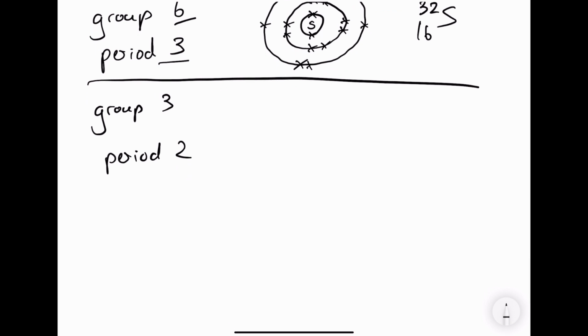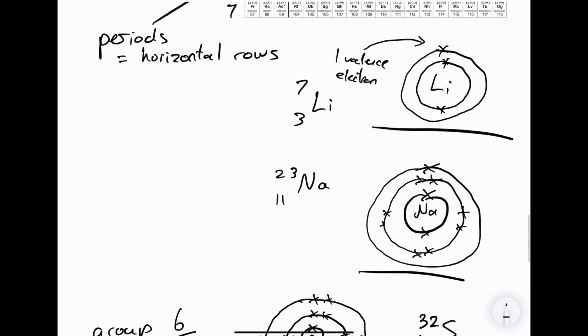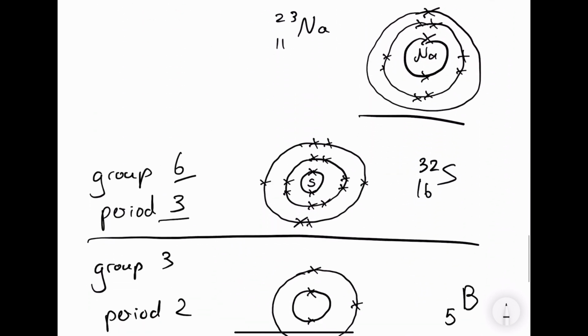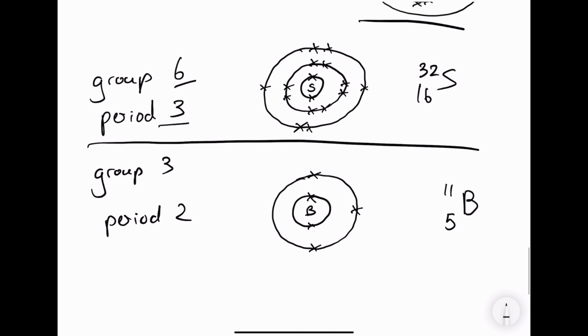Let's do the same thing with the next example. Period 2 would mean 2 shells. And group 3 would mean 3 electrons in the outer shell, and all that's left is to fill in the inner shell. So 5 electrons in total means that this atom is boron. And boron has 11 as a mass number. So we've deduced the identity of the element from the group and period, and we've also drawn the electron configuration.